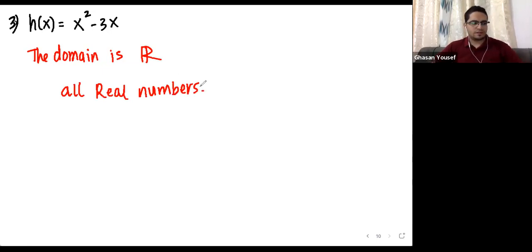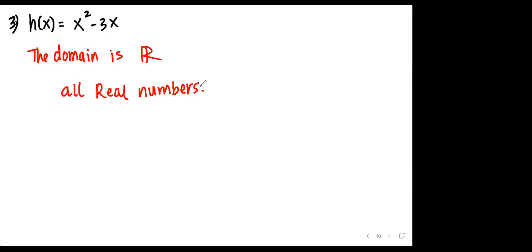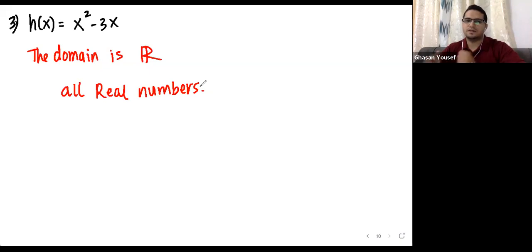Any question for this? But what is the domain? You could just write that. Yes, the domain is R, all real numbers, or I can write it as from minus infinity to infinity.